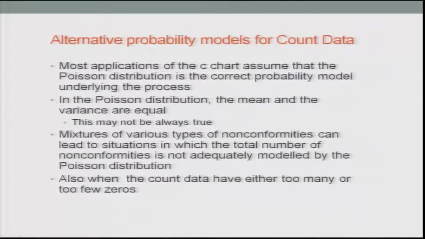So, we basically will now study alternative probability models for count data. So, what are these? I will try to explain. Most applications of the C charts, the conformity charts which we just considered, assume that the Poisson distribution is true.